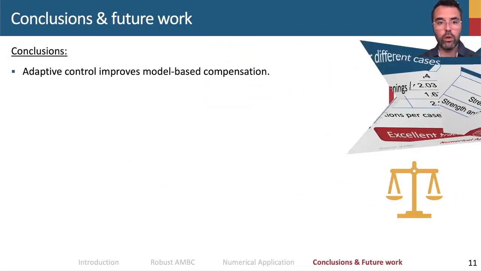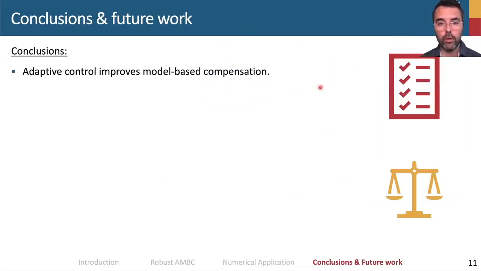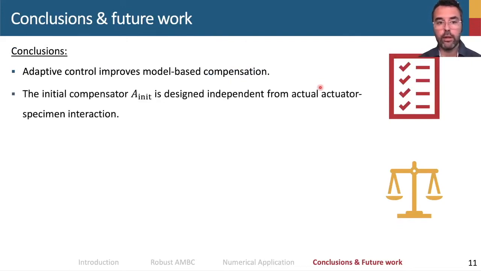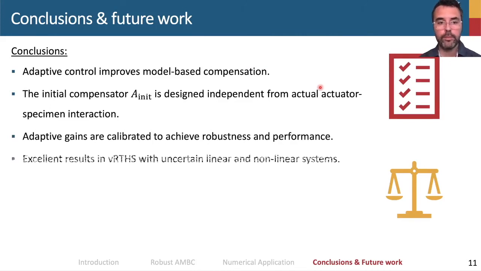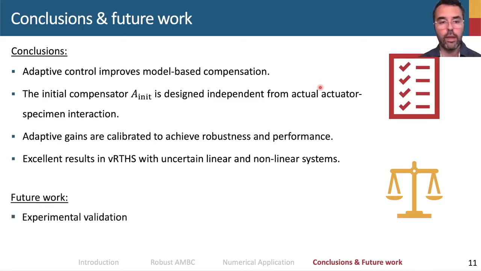So to conclude, the adaptive control improves the model-based compensation. The initial compensator is designed independent from actual actuator specimen interaction. The adaptive gains are calibrated to achieve robustness and performance. Excellent results in virtual real-time hybrid simulation with uncertain linear and nonlinear systems are shown. And for future work, we would like to validate this framework through experimental tests. And we're looking forward to implementing this framework for multi-axial RTHS.